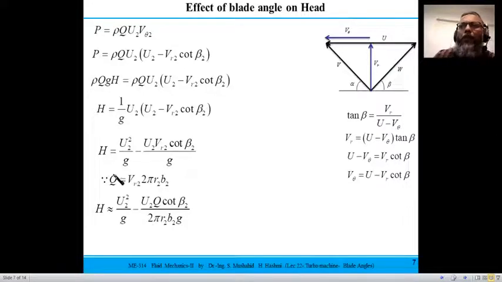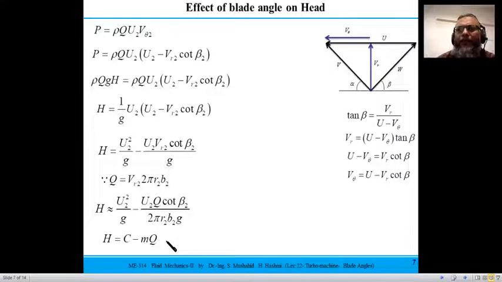So I substitute the value of Q here, because VR2 would be equal to Q over 2 pi R2 B2, so the whole term becomes this. We use an approximation in the sense that we have already taken the assumption of no pre-whirl component, so V theta 1 is already taken to be 0. That is why this equation relates how your head varies with the flow rate and the blade angle, because the speed, if it's constant, and R2, B2 are geometric parameters, so they are constant.